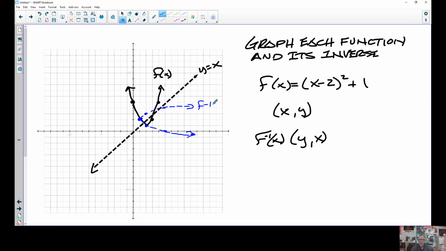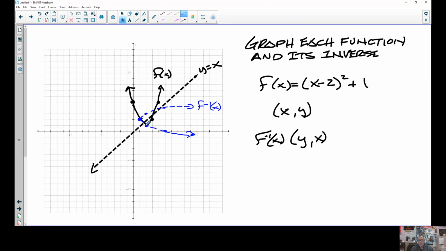If you're ever asked to do this, make sure that you do what I just did, that you label which one is which. All right, if it says graph each function and its inverse, don't just throw two graphs down on a piece of paper. You don't necessarily have to draw the line y equals x. I just wanted you to see that it is a reflection across that.